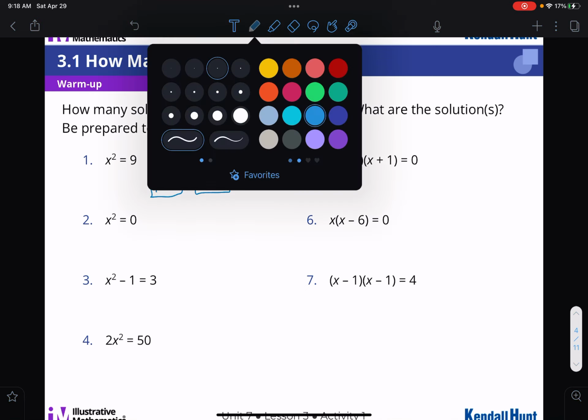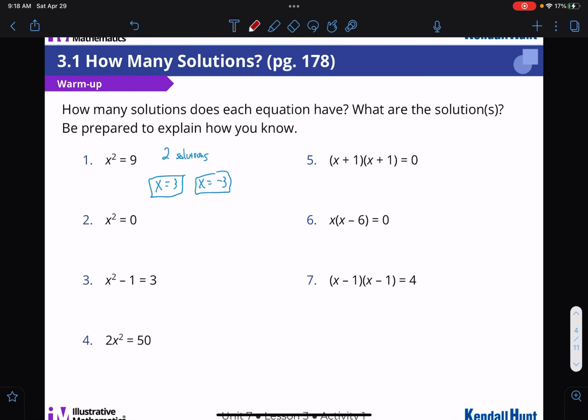If we look at the next one, we got x squared equals 0. Well, what times itself is equal to 0? There's only one possible solution there. The only thing times itself that equals 0 is 0. So x equals 0.